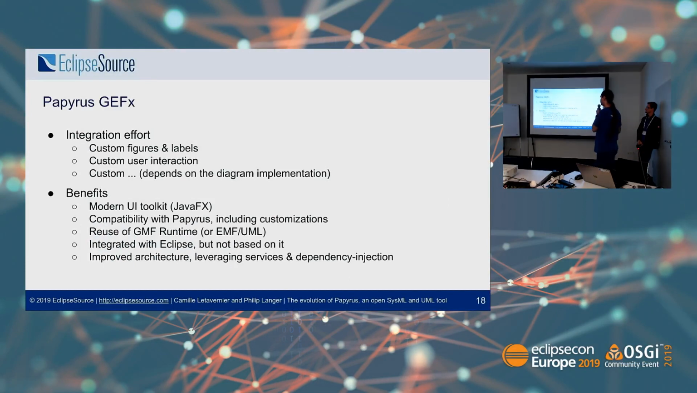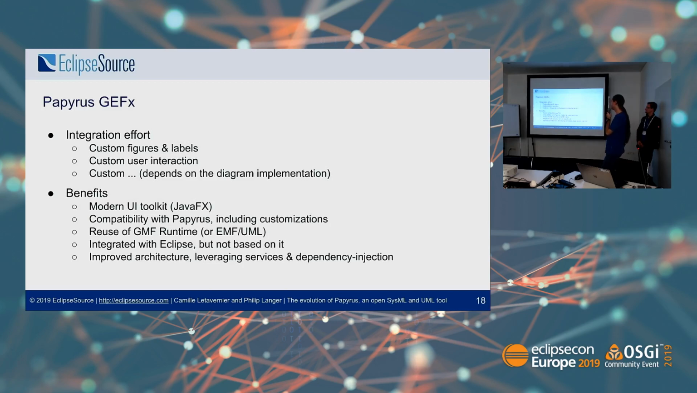So the integration effort: you cannot just take any existing Papyrus-based tool and migrate to JFX like that. There are some custom figures and labels that need to be rewritten because we changed the UI technology. So if you only use standard shapes, then probably you will get them from the base library, but if you had custom figures, you need to rewrite them. Same thing for custom user interactions. The library provides the basic interactions like moving elements, resizing, creating, and so on. But if you have some more complex interactions, you might need to re-implement them. So it really depends on how much you customized your current diagram, if you have one.